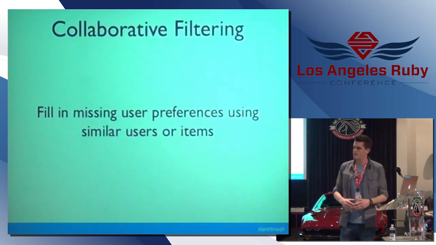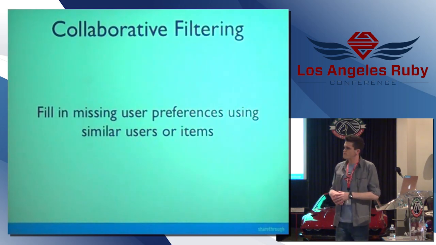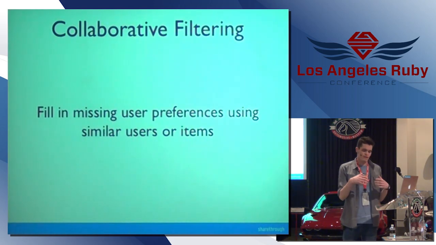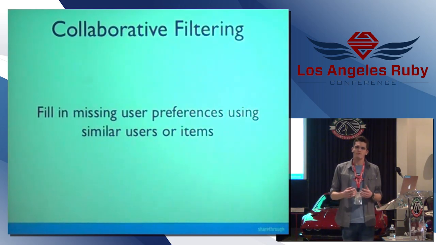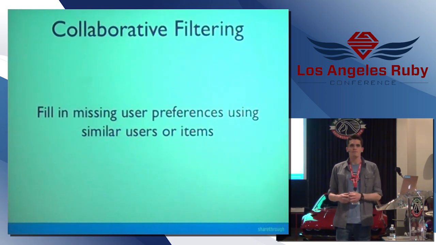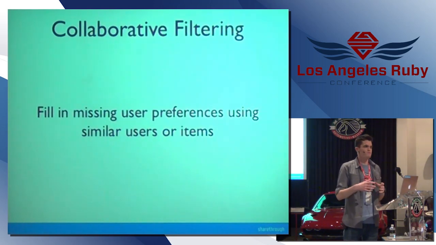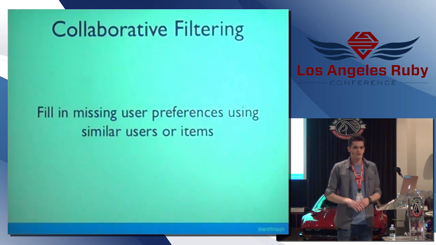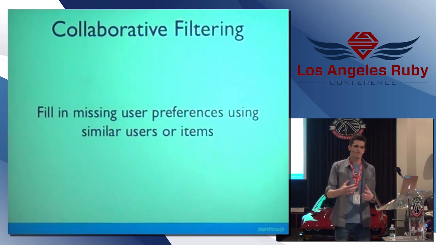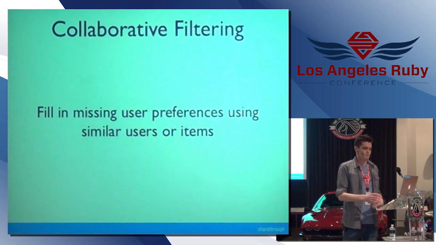So we're going to start out by looking at collaborative filtering. Collaborative filtering is a way of filling in missing user preferences based on similar users or similar items. So if I haven't rated movie A, we can use information about other users to fill in my preference for movie A, or really infer my preference for movie A.